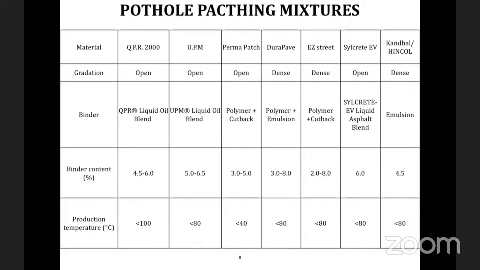In Durapave also they use polymer. In EZ Street also they use polymer. Whereas in Kandal or Incol mix, which is approved by IRC, they use emulsion with dense gradation, and the binder content they used for this is 4.5%, and the production temperature, we can see, is very low. So this is a brief overview of the ready-made pothole patching mixtures, or the cold patching mixtures, which are available.